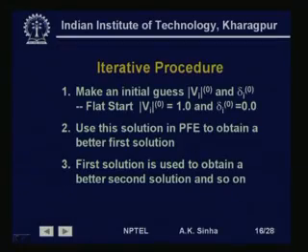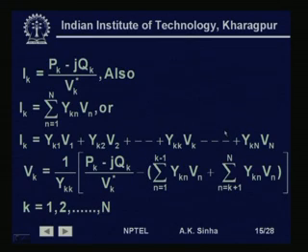So, with this, use this solution in the power flow equation to obtain a better first solution. That is, what we can do is substitute that value of V magnitude and delta angle for all these buses, and we know this Pk, Qk and this Vk also will be the guess value, then we will get one value of Vk, which we call the first improved estimate of Vk.